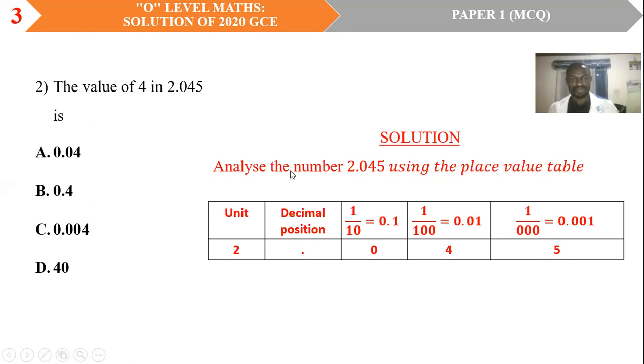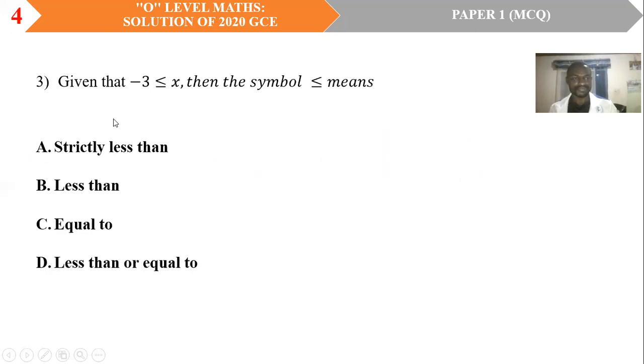Now, we are looking for the value of 4. Looking at the position this 4 occupies, we see that it is the position of the 100th. And the value of that 4 will be 4 times that position, which is 4 times 0.01. Answer 0.04, which is A.